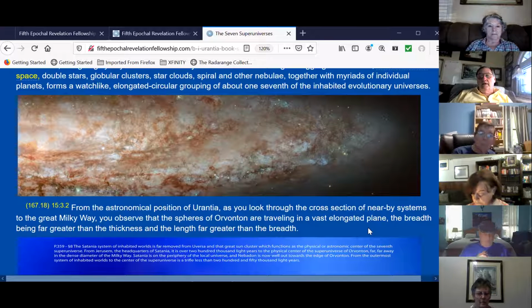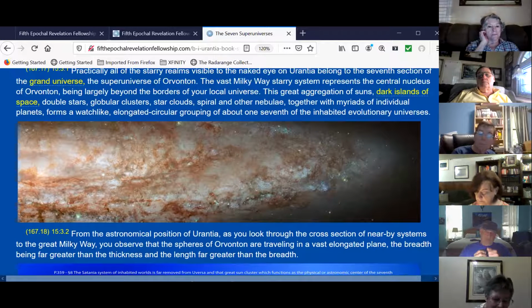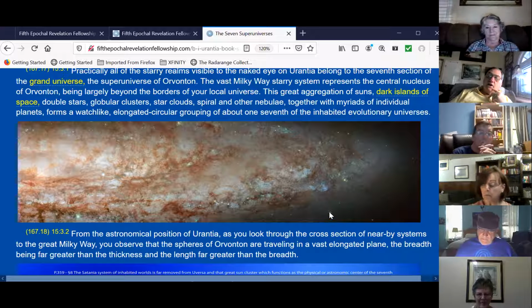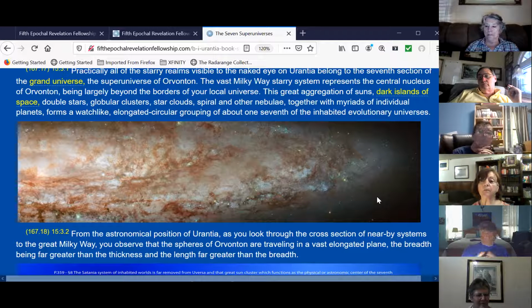So, Roger, is that second sentence saying that the Milky Way is larger than our local universe? Oh yeah, much larger. Our local universe is one little section out here in this picture. If you could see us in this picture, we would be way out here on the edge, Rodney, like this little star that's way out here. Okay, but we're out further than that. So it represents the nucleus of the super universe.